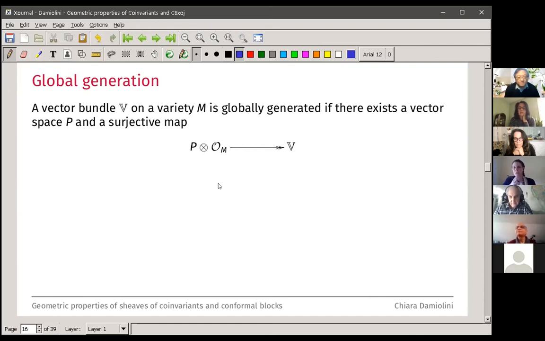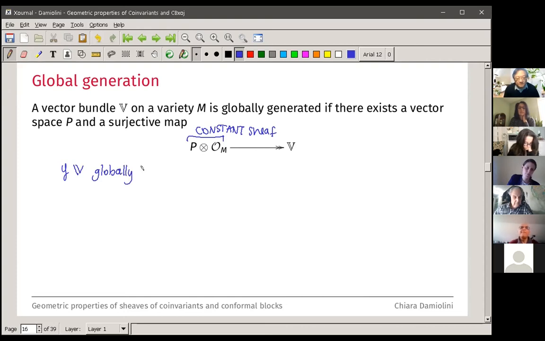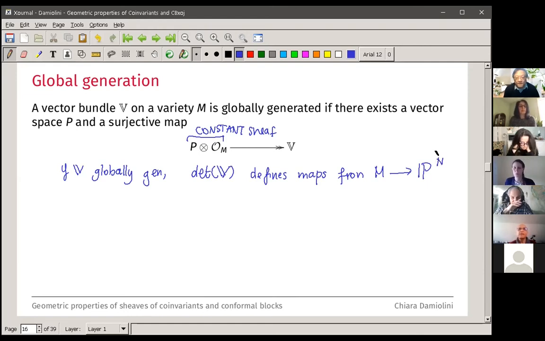and then why we care about it. So first of all, every time we have a vector bundle on a variety, or a sheaf, but let's just stick with vector bundles, we say that it's globally generated if it's a quotient of a constant sheaf, meaning there is a vector space and a surjective map between this constant sheaf and V. And it is important because if V is globally generated, then the line bundle associated defines maps from this variety M to an appropriate projective space.